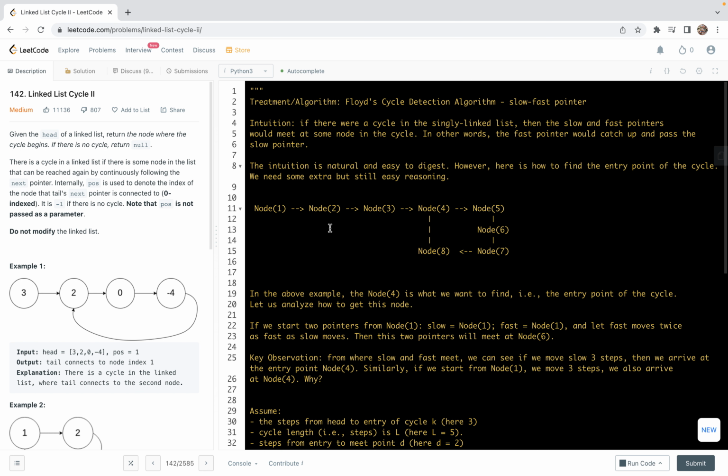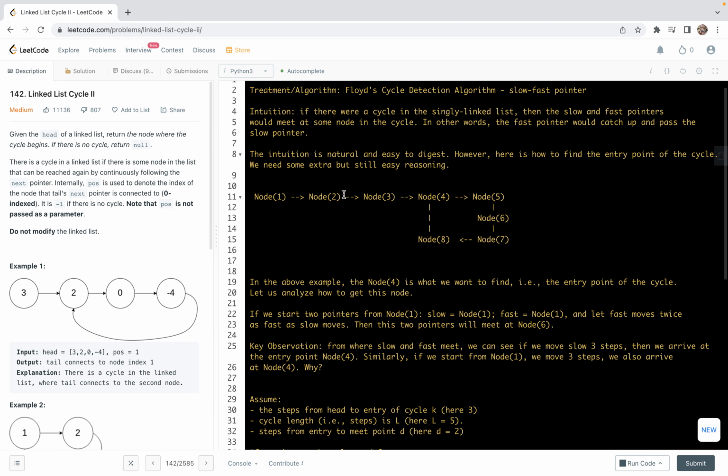As we know from the previous video, it's very easy to design or write code to determine if there is a cycle or not. But here the problem is one step further. We want to find the entry point of this cycle. Still the intuition is the same, right? If there were a cycle in the singly linked list, then the slow and fast pointers would meet at some node in the cycle. In other words, the fast pointer would catch up and pass the slow pointer in the cycle. So the intuition is very natural and easy to digest.